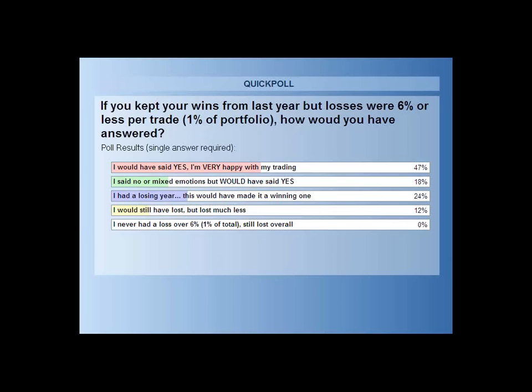Now remember what we saw before. 5% said they were happy and ecstatic with their trading results. 21% said they were happy with their trading results over the last 12 months but could be happier. 58% said mixed emotions. 11% were unhappy and 5% were ready to quit.